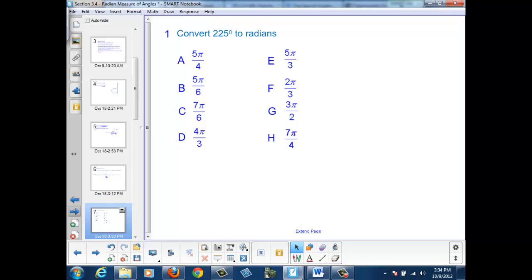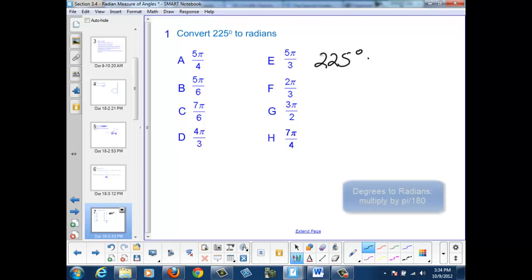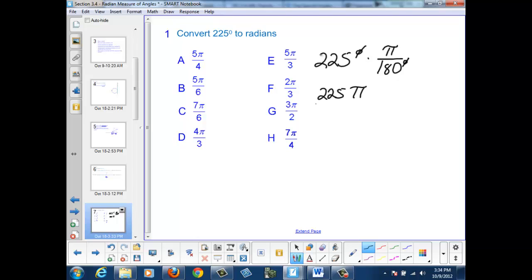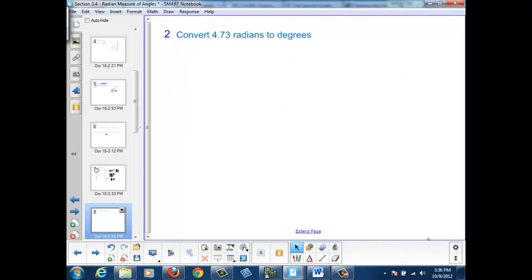Here I want to convert 225 degrees to radians. So I take my conversion factor, and I take 225 and I multiply by pi over 180 degrees. We can see that the units will cancel out, and I'm left with radians. So I have 225 pi over 180. If I simplify 225 over 180, I end up with 5/4 pi.